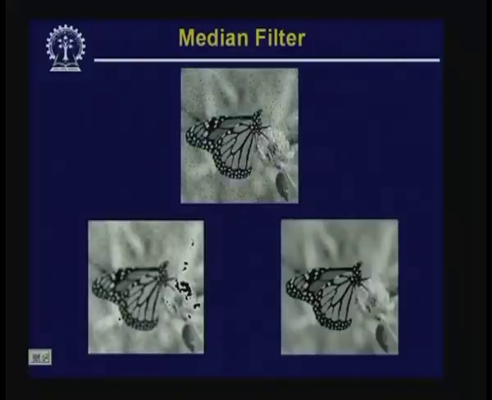Then this shows another median filter output result. The bottom two images: on the left side is the image obtained using the box filter, and on the right hand side is the image obtained using the median filter. The enhancement using the median filter over the box filter is quite obvious from this particular image.